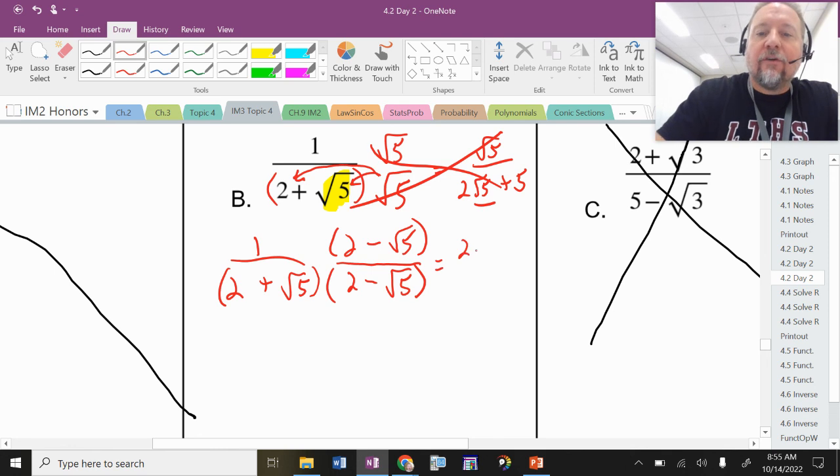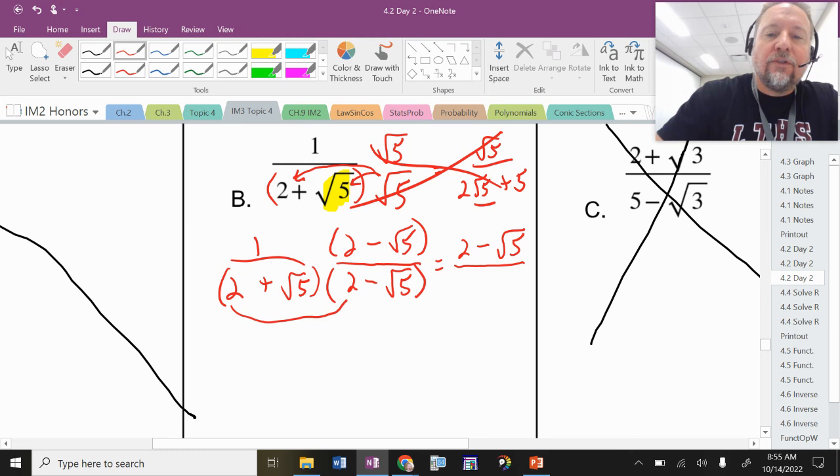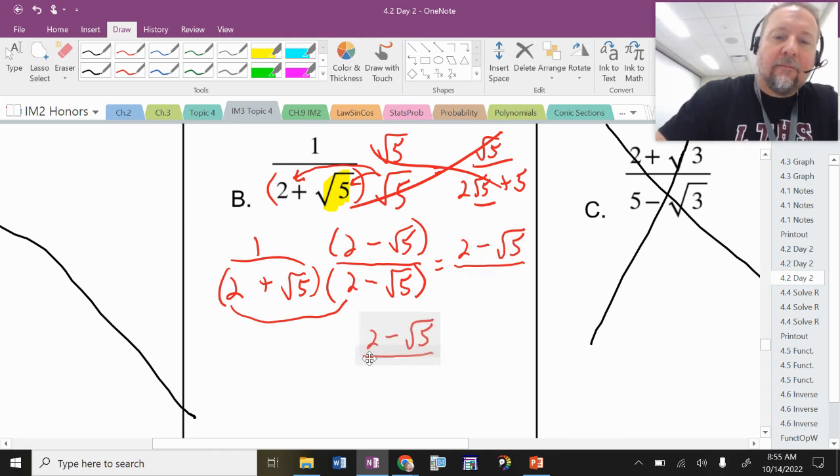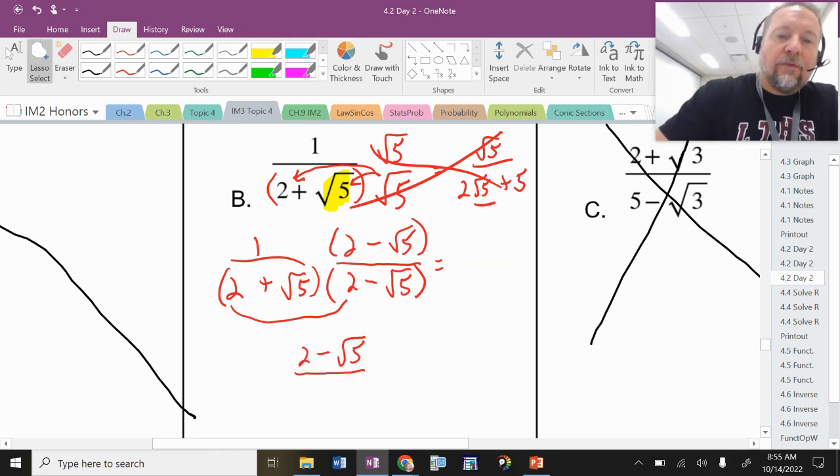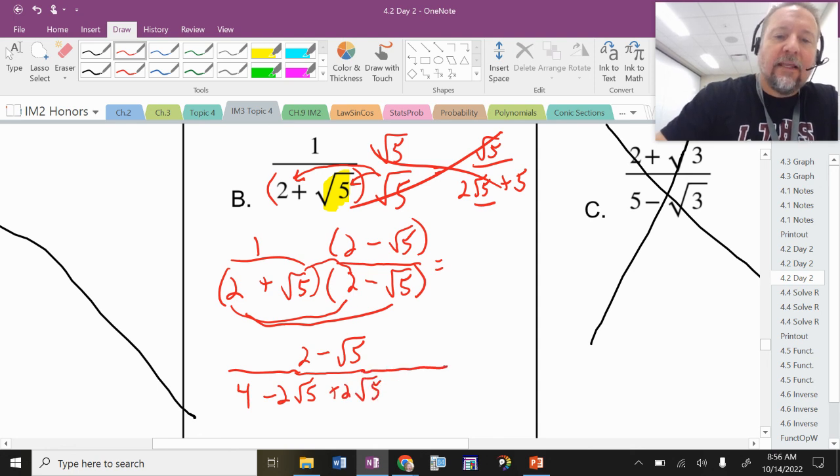And then the numerator is just a distribution. 1 times that is that. On the bottom, 2 times 2, I don't have enough room. 2 times 2 is 4. Now, I'm going to do this, but I really shouldn't have to, because what's going to happen to the middle term? They're going to cancel is the answer.